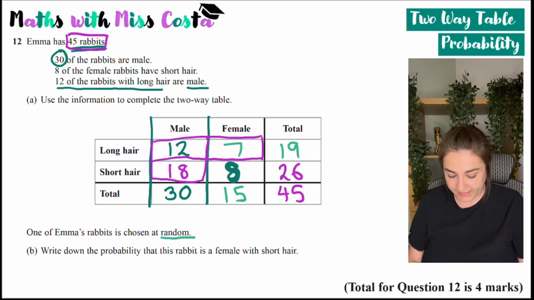Now, one of Emma's rabbits is chosen at random. Write down the probability that this rabbit is a female with short hair. So a female with short hair, that would be 8 out of the total, which is 45.